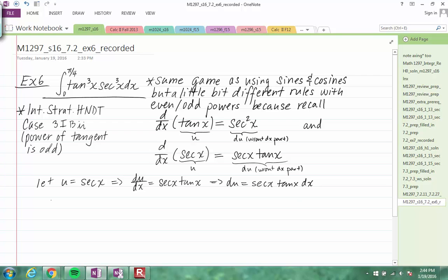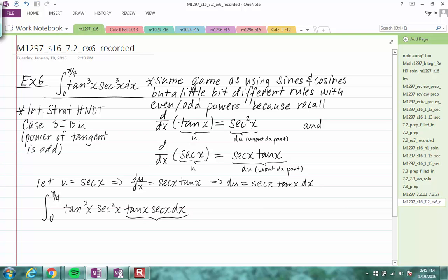So go back to our integral with that in mind, and let's rewrite it so that we are going to take out a tangent. So I'm going to do it this way. I'm going to write tangent squared times secant squared, and then put my additional tangent and secant at the end here. So an equivalent way to write this integral so that I can have my du identified as secant tangent or tangent secant, however you want to write that.